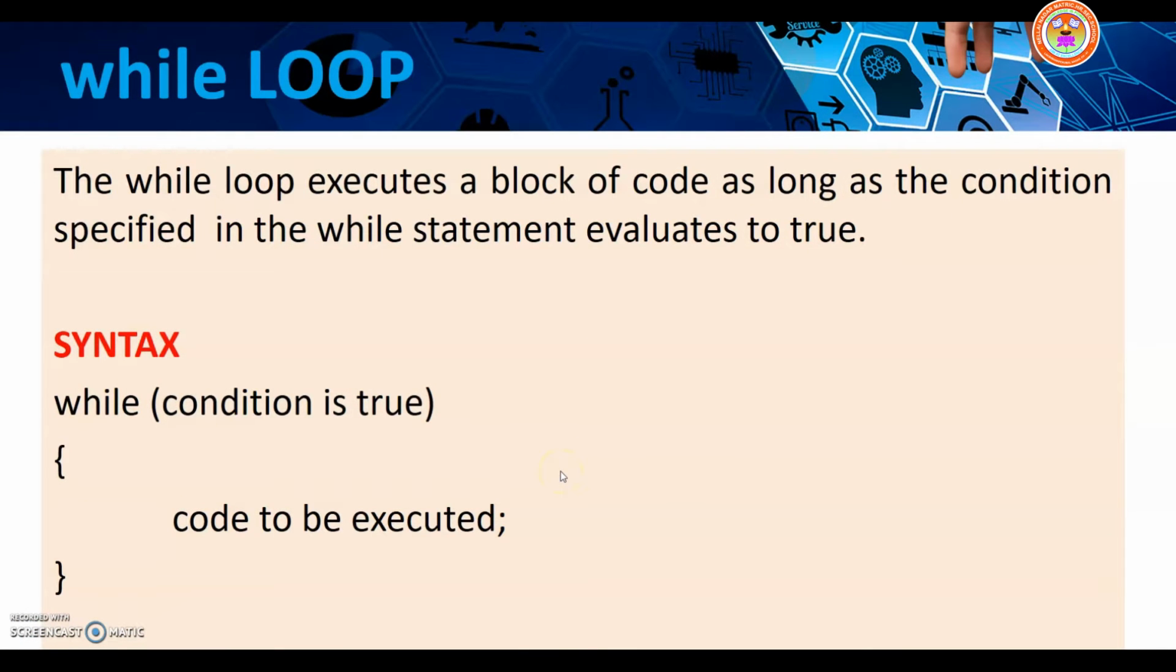While loop. The while loop executes a block of code as long as the condition specified in the while statement evaluates to true. That means till the condition is true, the code which is given inside while loop will be executed. As soon as the condition is false, immediately the code will not be executed and the control comes out of the loop. Able to understand?